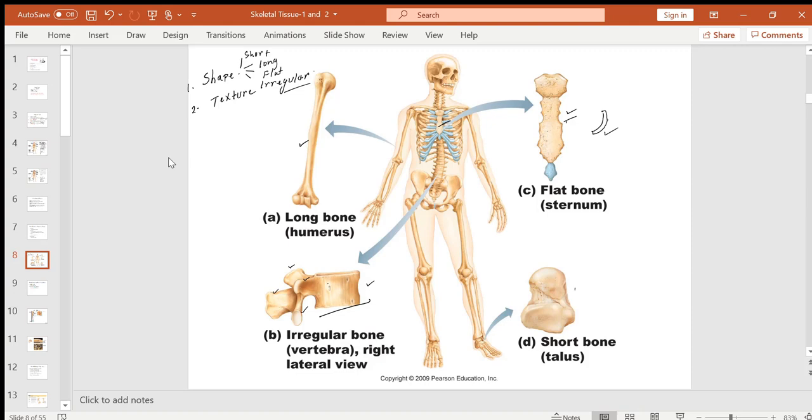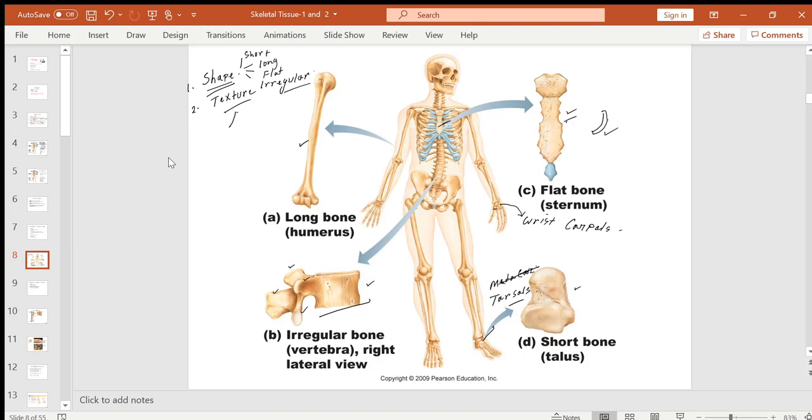Short bones are short, like cubical or cube shaped bones. So the height and width are almost the same, and the size is small. Where will you find the short bones? In the wrist. The wrist bones are called the carpals or carpal bones, and the ankle bones are the tarsals. So tarsals and carpals are short bones. These are four different types of bones based on the shape.